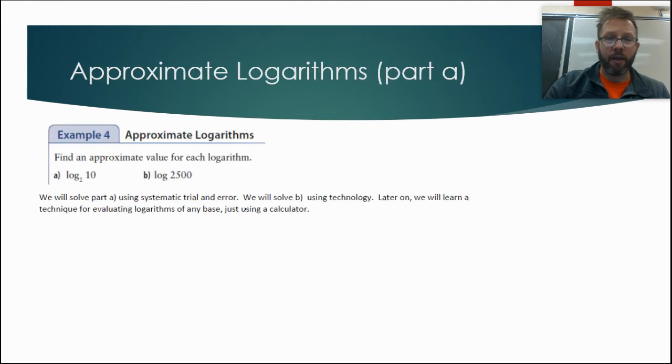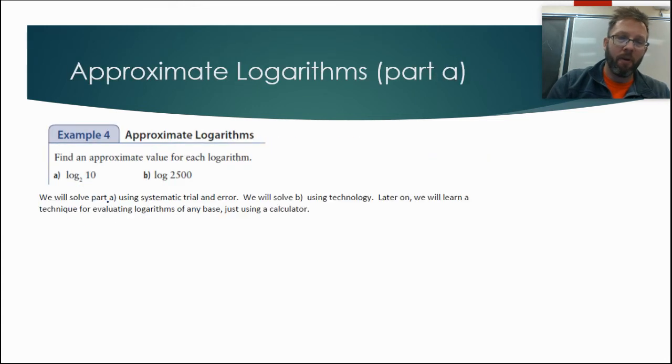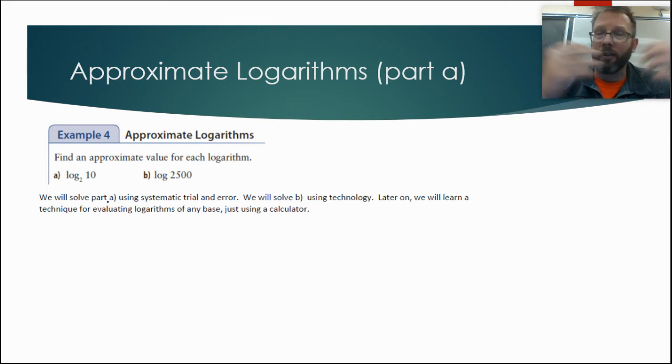The last thing we're going to do is approximate some logarithms. So going back to example 2, all of these logarithms we could work out exactly because 81 is a power of 3. 1 over 8 is a power of 2. 1/100th or 0.01 is a power of 10. But going to example 4 here, 10 is not a power of 2, right? Like 2 cubed is 8 and 2 to the power of 4 is 16. Somewhere between 3 and 4, we don't exactly know what it is yet, like maybe 3.2 or something like that, is going to give us 10.